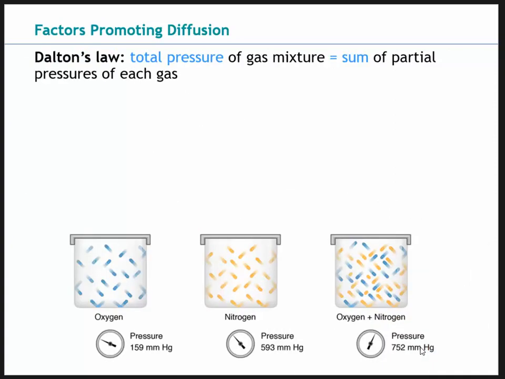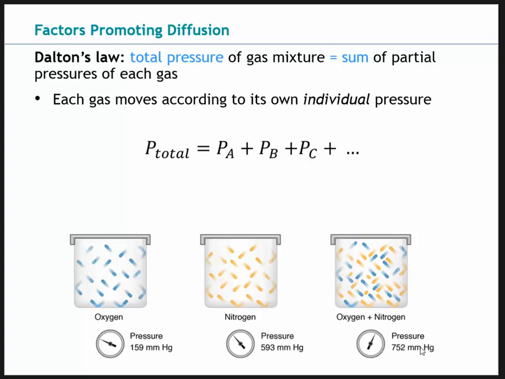So what is Dalton's law? We can read: total pressure of a gas mixture equals the sum of partial pressures of each gas. This law was published in 1802, and it basically explains that each gas moves according to its own individual pressure. The partial pressure of a gas in a mixture is calculated by multiplying the total pressure of the gas by the percentage of each gas in the mixture.